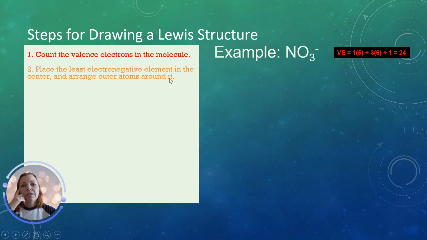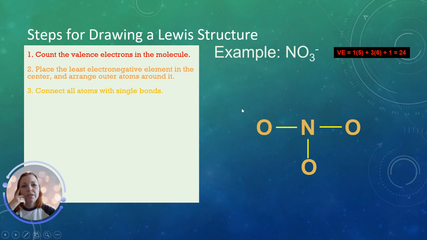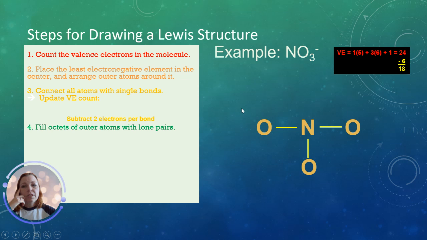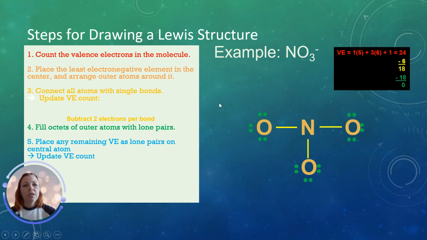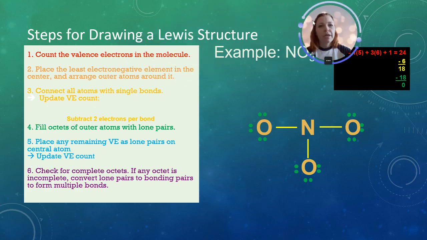Okay, so we're going to place the least electronegative element in the center, which is nitrogen, and then oxygens are going to surround it. We're going to connect everything with single bonds. So that's going to use 6 electrons. So we're left with 18. We're going to fill the octets of the outer atoms with lone pairs. And so that uses up 18, and there we go. Now, we're done with our electrons, but we need to check for complete octets.